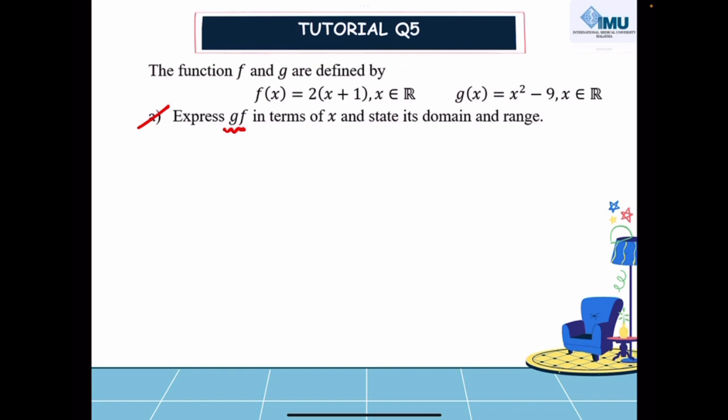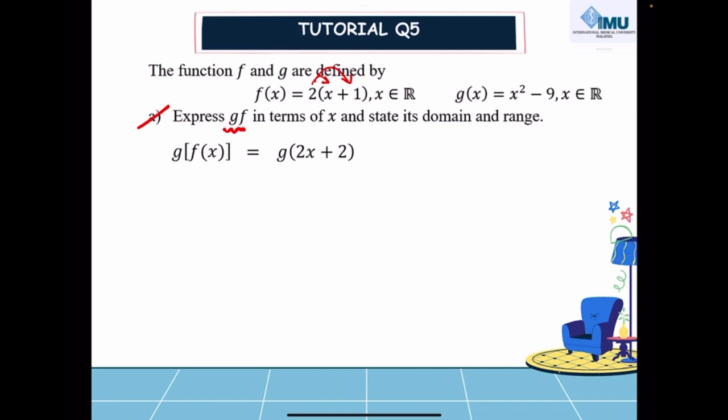Let's start to find the composite function g(f(x)). f(x) is the inside function, so the first job you need to do is replace the expression of f(x). Now you will obtain g in bracket 2x plus 2. Please make sure to expand your f(x) accordingly.